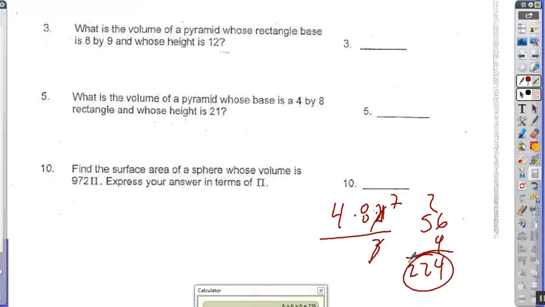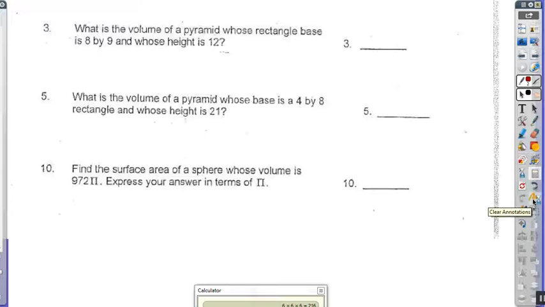There we go. For number 10, find the surface area of a sphere whose volume is 972 pi. All right. So first thing, it says the volume is that. So we get 972 is equal to 4/3 pi r to the third. So the opposite of multiplying by 4/3 pi is multiplying by 3/4. So I need to multiply this by 3/4.